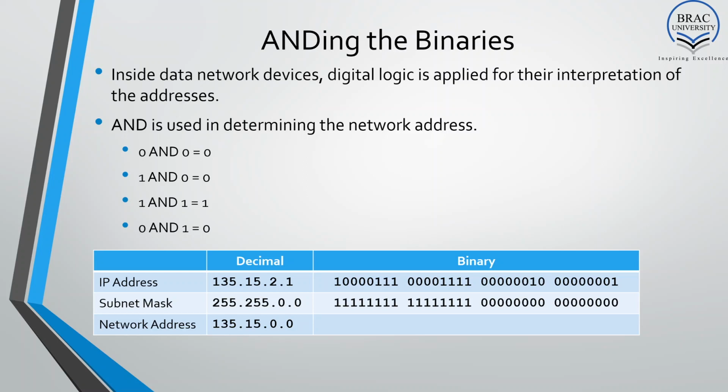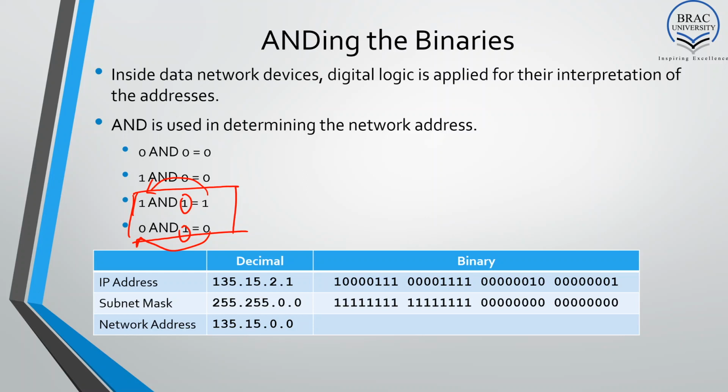Now when we do AND, as you can see here, if you AND 0 and 0, it's 0. When you AND 1 and 0, it's still 0. When you AND 1 and 1, it's 1. And when you AND 0 and 1, it's 0. I mistook the order, but you get the idea. So when you AND with 1, the result is the value that was given. This is how the routers extract the network address from the IP address.